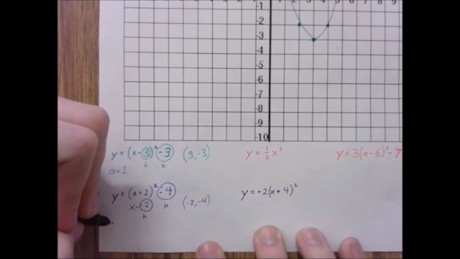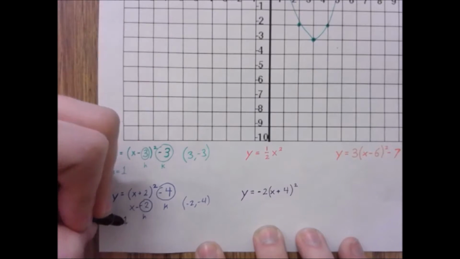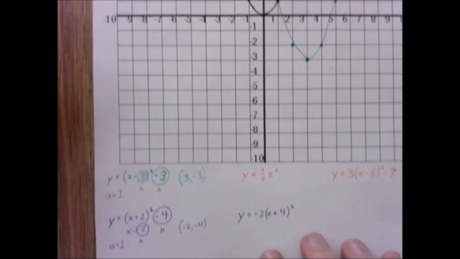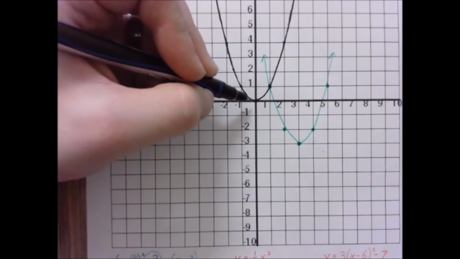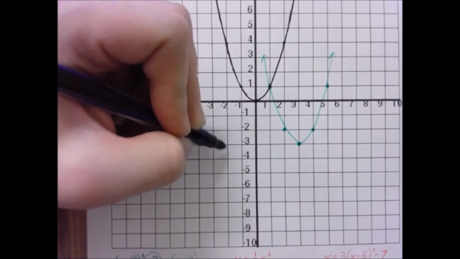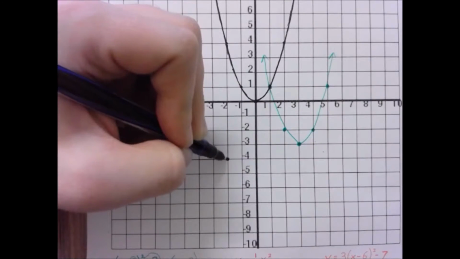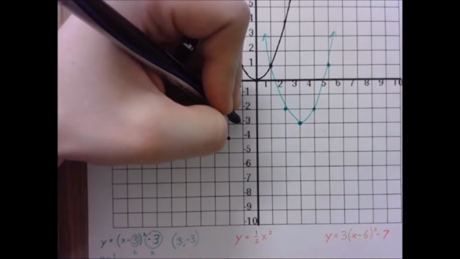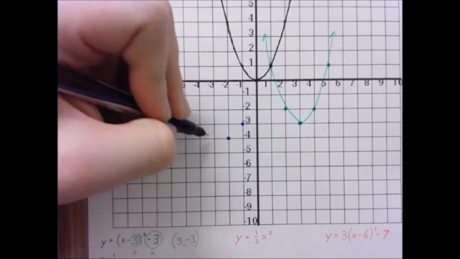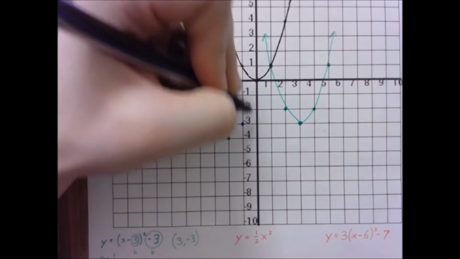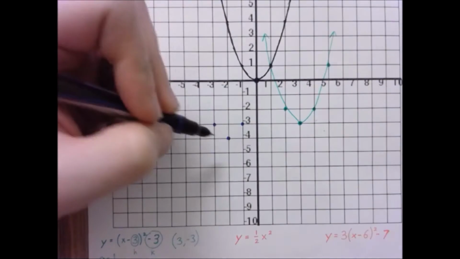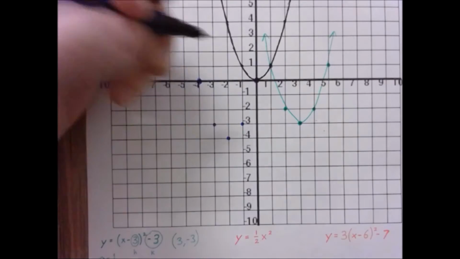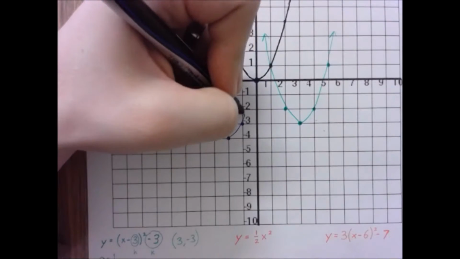And again, a equals 1, so our parabola is going to look just like a normal one, just moved around a little bit. So I'll put my vertex, negative 2, negative 4, left 2, down 4. And then again, it's a normal parabola, so I'm going to follow the same directions I did over here. Over 1, up 1. Over 2, up 4. Right on the origin, over 2, up 4. And draw out my parabola.